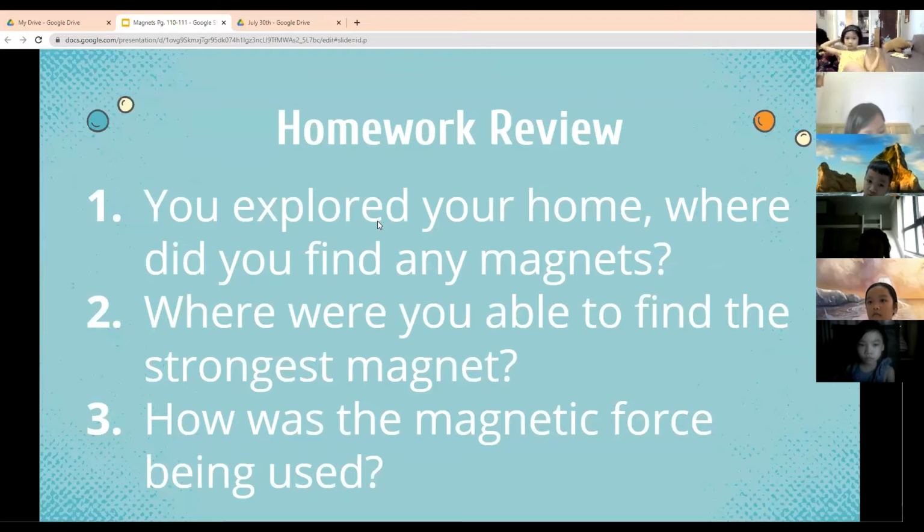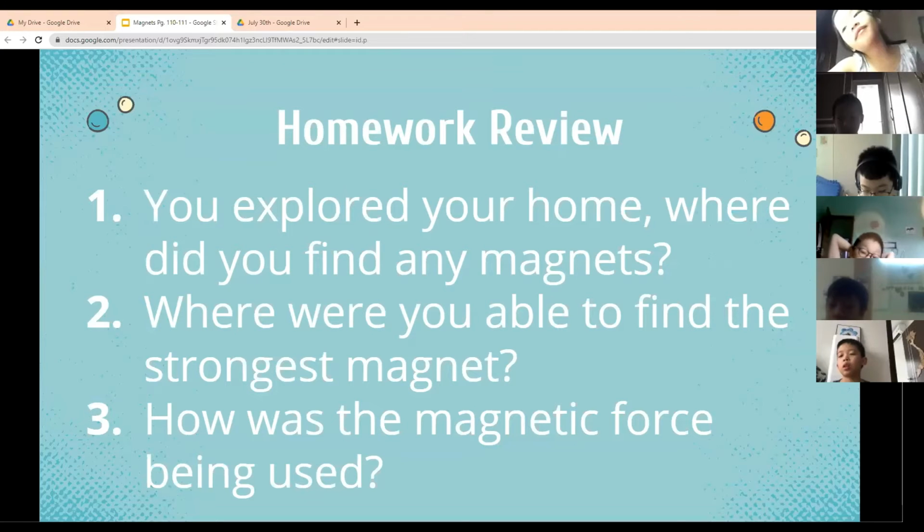Homework review. You explored your home. Where did you find any magnets? Where were you able to find the strongest magnet? And how was the magnetic force being used? Now, a lot of you guys sent me this for your homework, but I would like to call in a few more people who would like to share what they found. Who would still like to share?